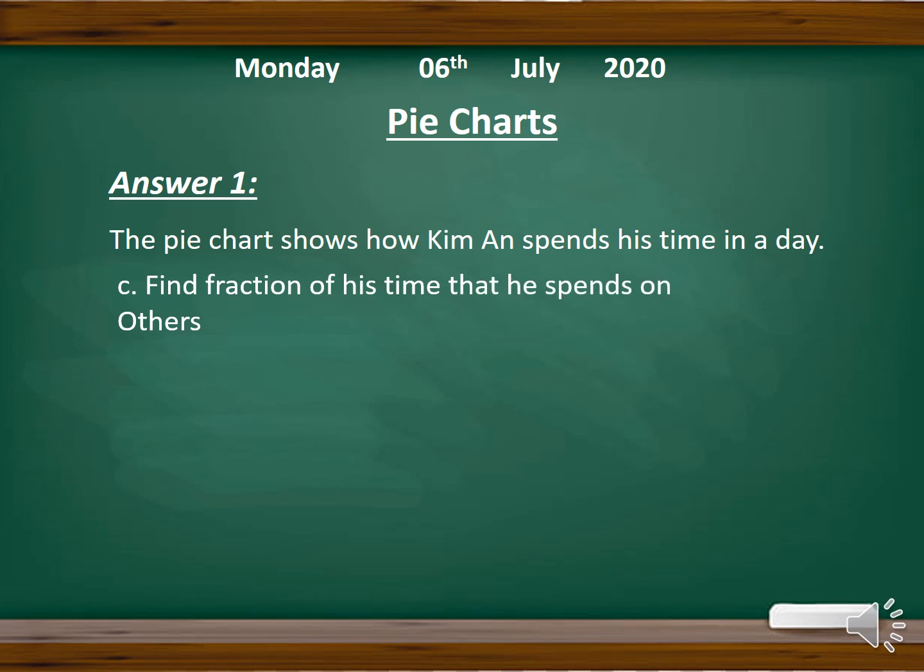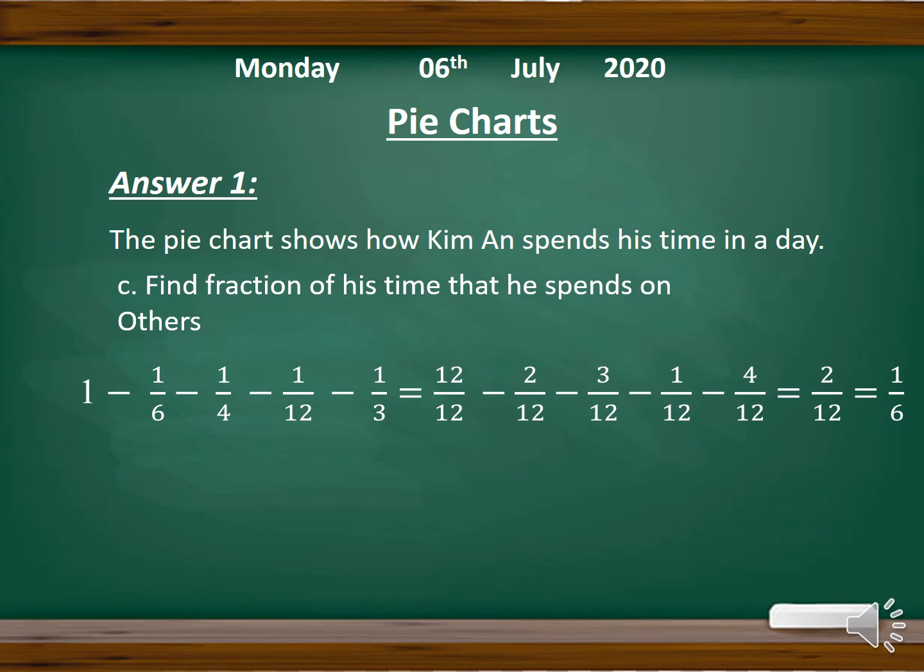Look at finding letter C. Find the fraction of his time that he spends on others. We have to take the whole pie chart, 1 whole, minus 1 out of 6, minus 1 out of 4, minus 1 out of 12 and minus 1 out of 3. In order to subtract, we have to make the same denominator 12, or make the fractions into like fractions. Then we get 12 out of 12 minus 2 out of 12 minus 3 out of 12 minus 1 out of 12 minus 4 out of 12, which is equal to 2 out of 12.